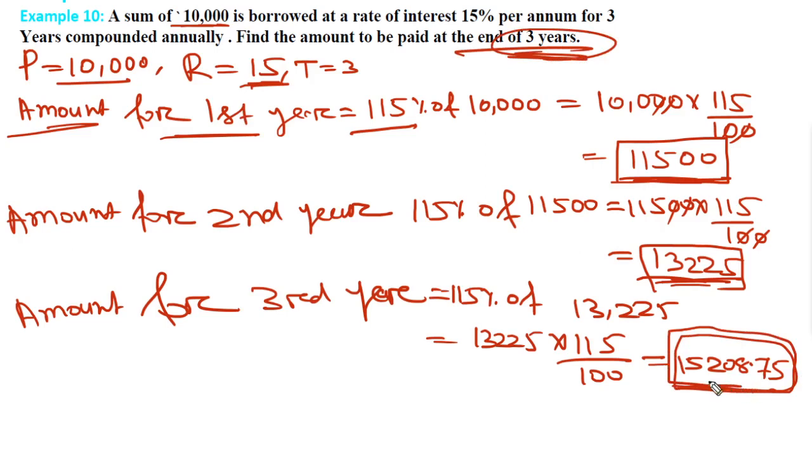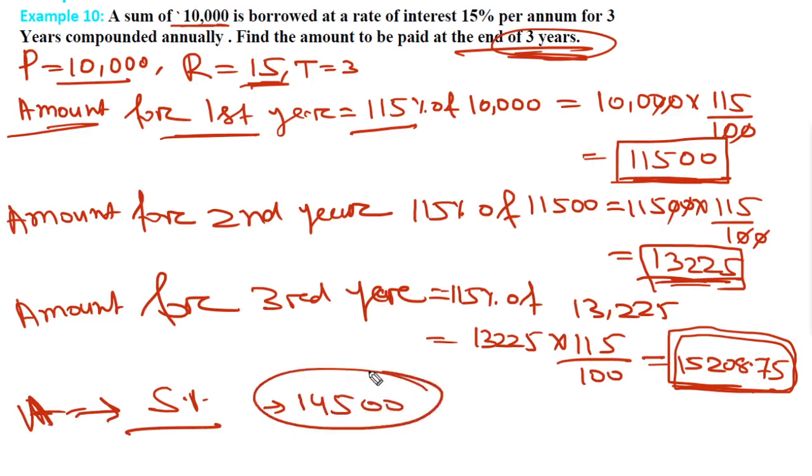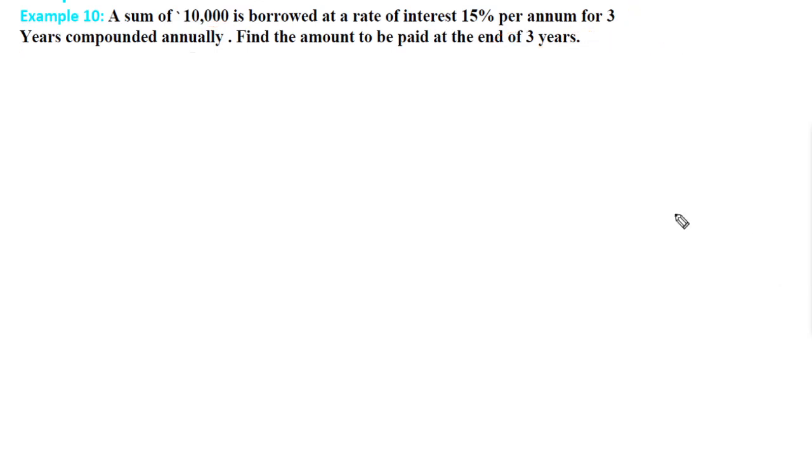Okay, now if you can remember, the amount in simple interest was equal to 14,500. Now here you can see the amount in compound interest is 15,208 rupees 75. But here we will derive a formula. Okay, so we'll try to derive a formula here.